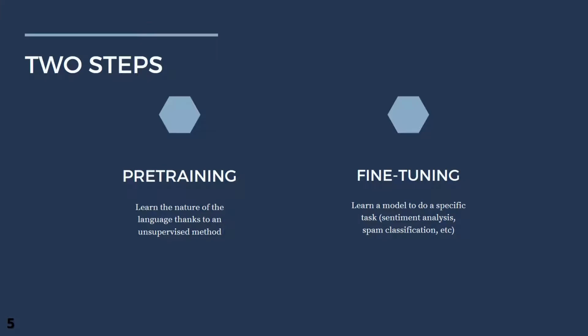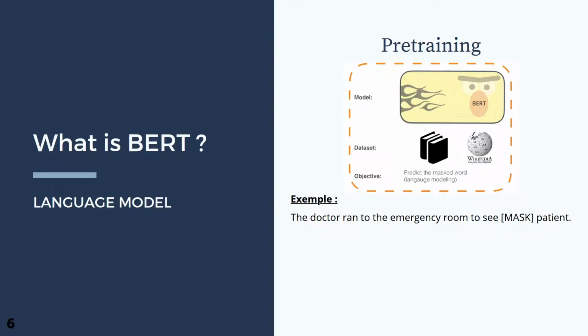BERT has two important steps, a pre-training step and a fine-tuning step. Let's start with the pre-training. Given a database of natural language like Wikipedia, we can extract sentences and feed the neural network with the sentences. But here's the trick. You have to mask some words. The pre-training consists of predicting what the masked words are. For example, here in the sentence, the doctor ran to the emergency room to see mask patient. Guess the word.